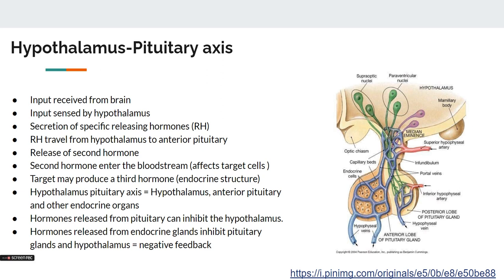A final important characteristic of an axis is that hormones released from the pituitary also can inhibit the hypothalamus. This means that they can stop the hypothalamus from producing more releasing hormones. And also, the hormones released from the endocrine gland can inhibit the pituitary gland, and the hypothalamus can also directly secrete inhibiting hormones based on the situation. It depends on the situation though. This is what we call the negative feedback mechanism. It is important as it helps keep our hormones in balance by preventing excess production by the hypothalamus and pituitary gland.